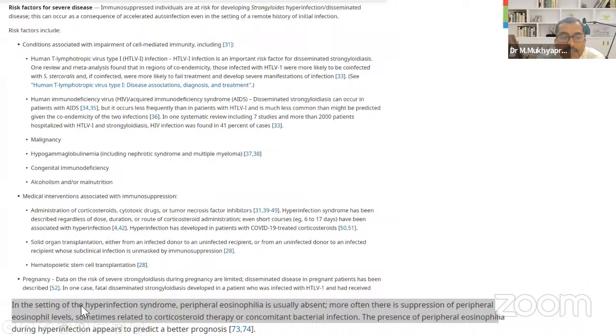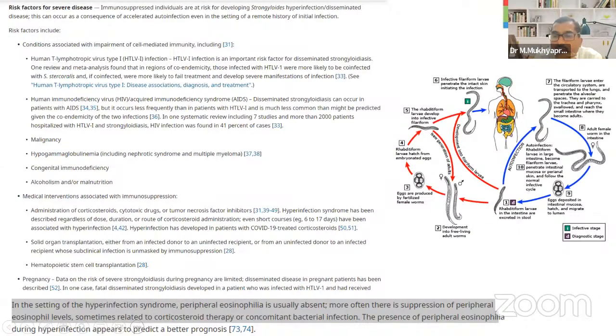Another thing is that in the setting of hyperinfection syndrome, peripheral eosinophilia is usually absent. Our patient didn't have much, only 13%. We had lung shadows, which improved. Often there is a suppression of peripheral eosinophil levels, sometimes related to corticosteroids or concomitant bacterial infection. Presence of peripheral eosinophilia during hyperinfection, if it is there, predicts a better prognosis. Our patient had only 12 to 13%.